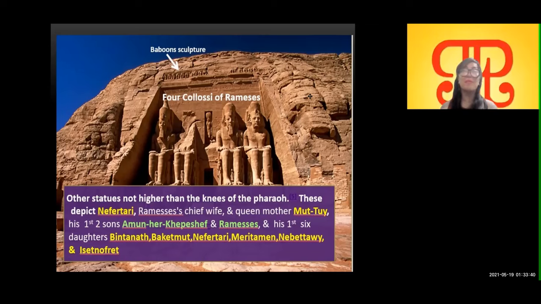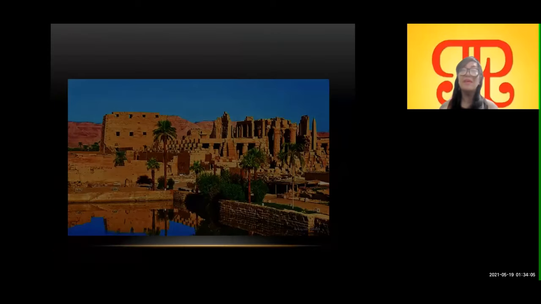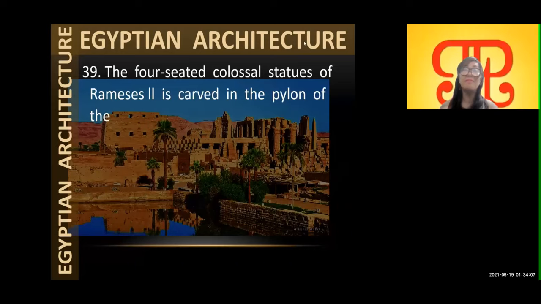these pharaohs, Ramesses, who are seated from this rock-hewn tomb temple of Abu Simbel. And they have here the baboon sculpture on top. You can see that you have their sculptures on top of these colossals. Okay, next is number 39.